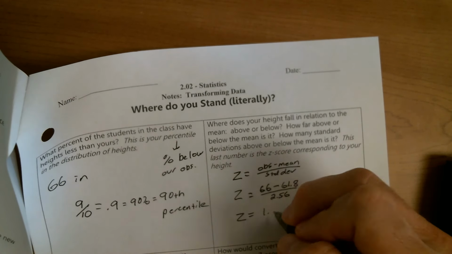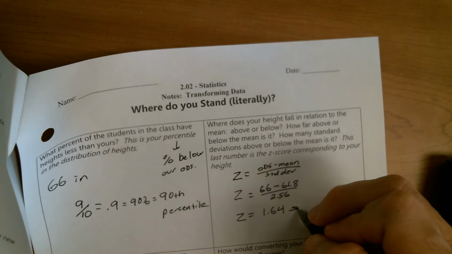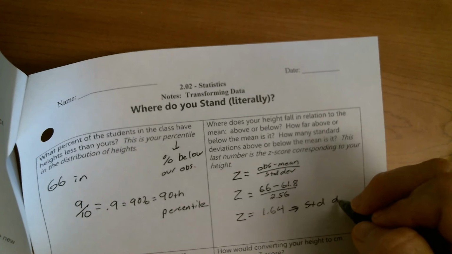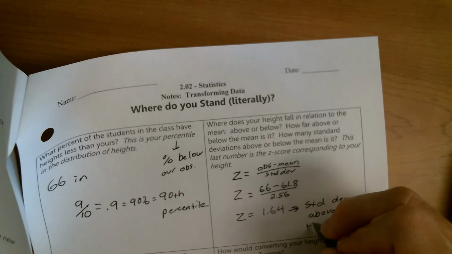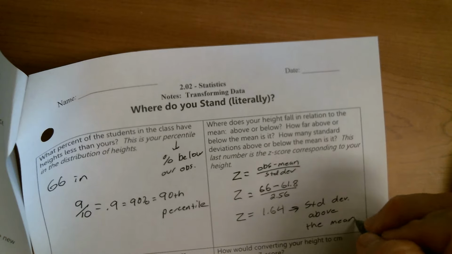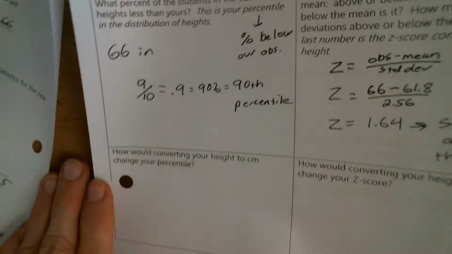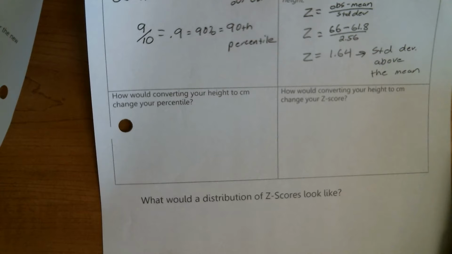So if we work that out, 66 minus 61.8 divided by 2.56, we end up with a z-score of 1.64. And again, that's standard deviations above the mean. Positive means you're above the mean. Negative means you're below the mean. So the thought questions then are, how would converting your height to centimeters change your percentile? If the percentile is measuring the percent of observations below, if I switch to centimeters, is that going to change how many people are below me?